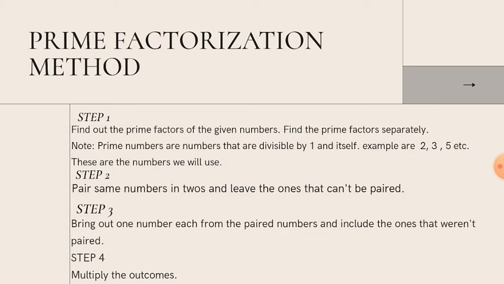Step 2. Pair same numbers in twos and leave the ones that cannot be paired. Step 3. Bring out one number each from the paired numbers and include the ones that weren't paired. And step 4, multiply the outcomes. So we are going to be looking at a video where we find the LCM of given numbers using the prime factorization method. Now remember, we are going to be dividing separately using prime numbers. And we are going to use prime numbers that can divide into the given number without remainder.